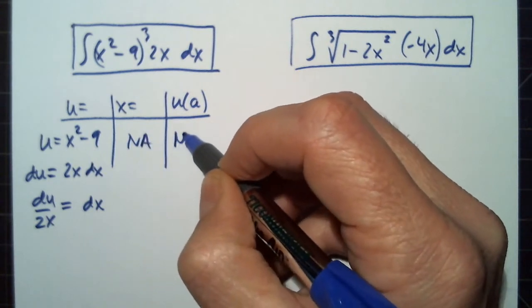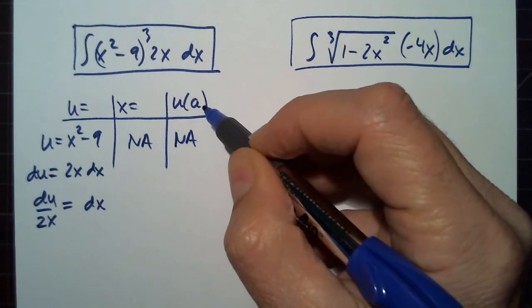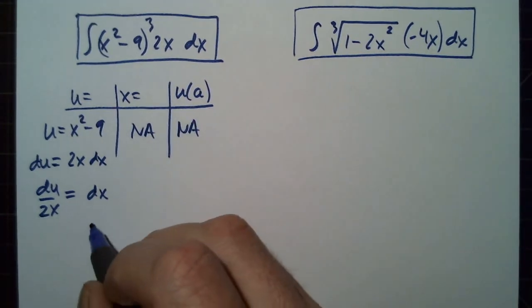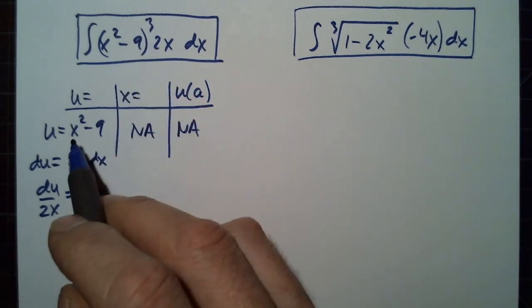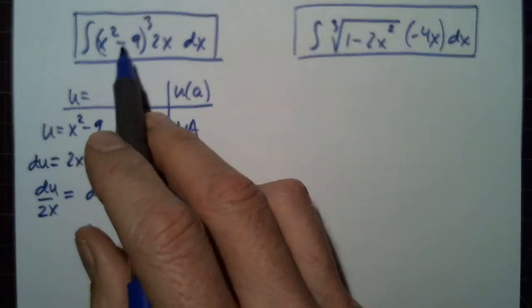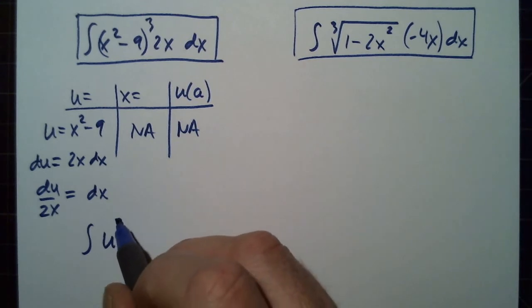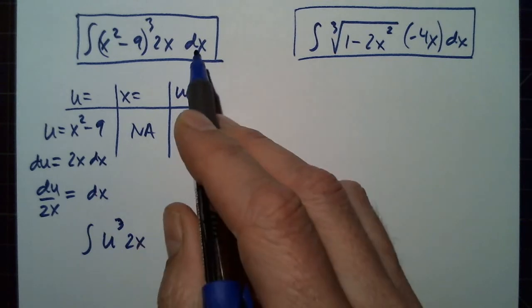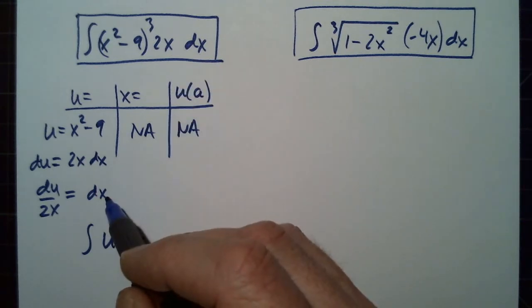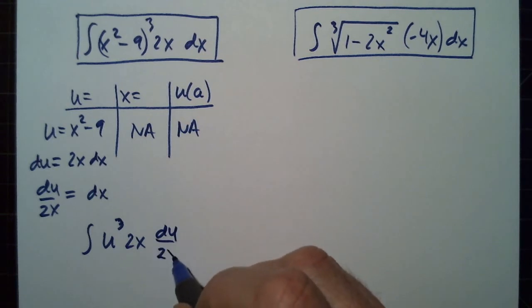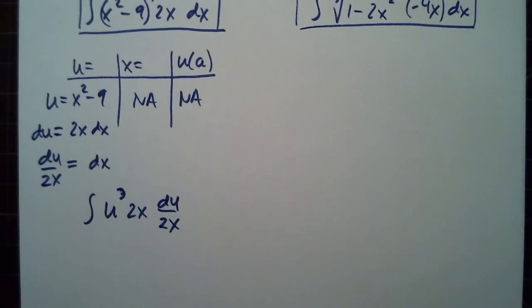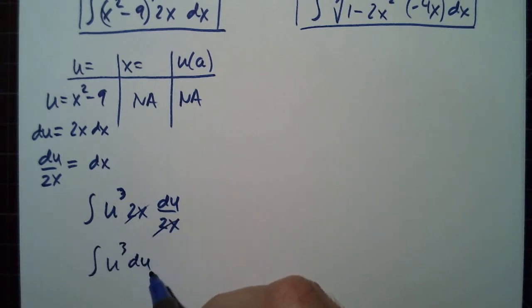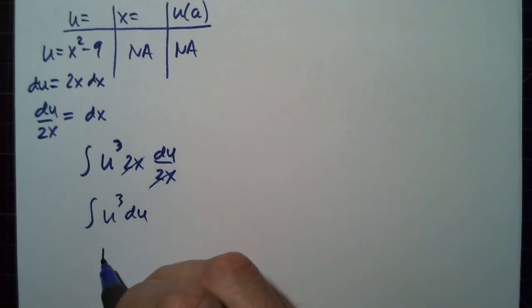This is not applicable here. This is when we have a definite integral, and we'll just see one of these at the end. So that's u cubed. u is x squared minus 9, so that's u cubed. The 2x is going to cancel on its own when we substitute for dx. dx is du over 2x, and these cancel, so now we have a simple function, and we can do the antiderivative.